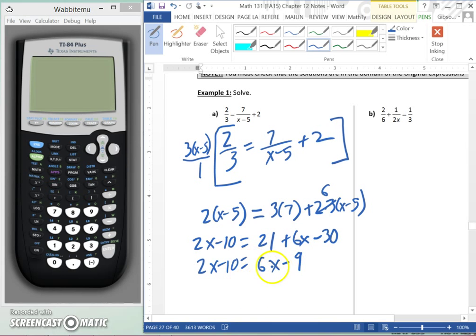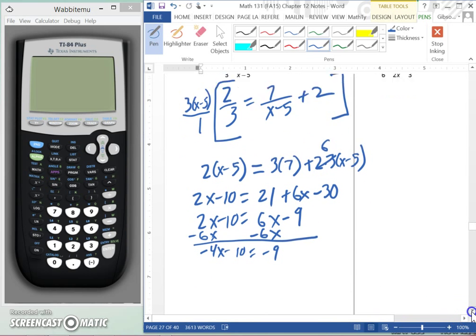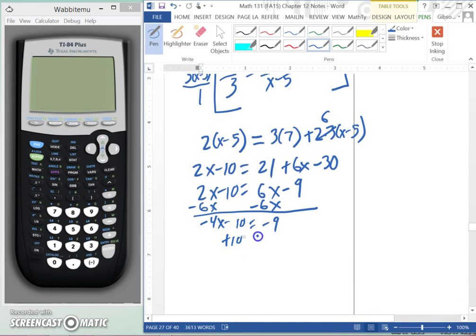Now, after doing all of this, now we can solve for x. So we can subtract 6x on both sides. And this would give us negative 4x minus 10 equals negative 9. Now, we will add 10 on both sides. And then we will have negative 4x is equal to 1. We divide each side by a negative 4. And x is a negative 1/4.